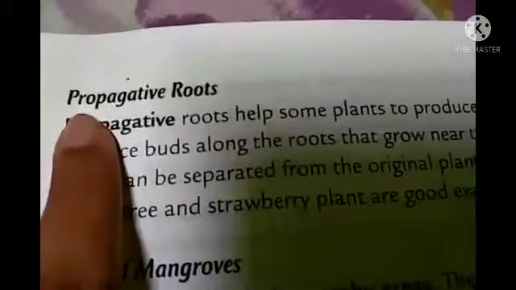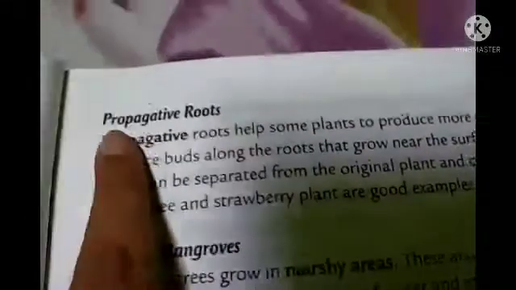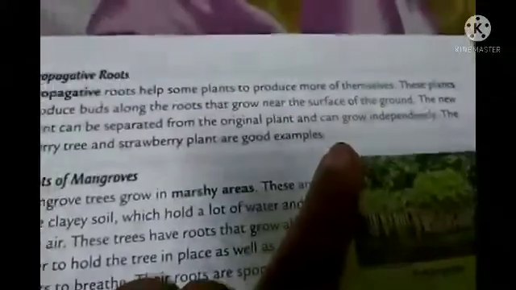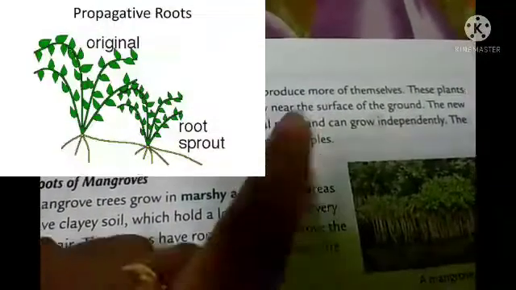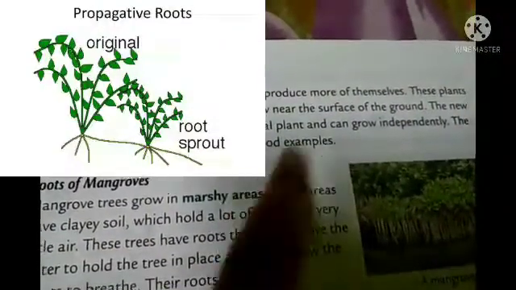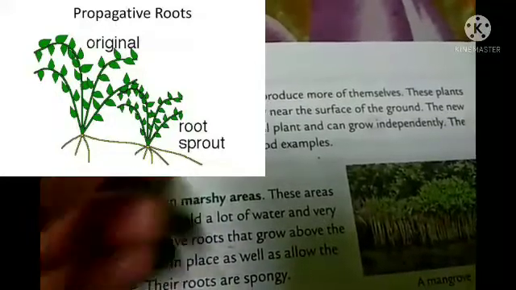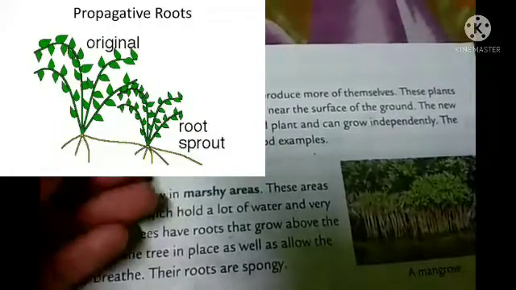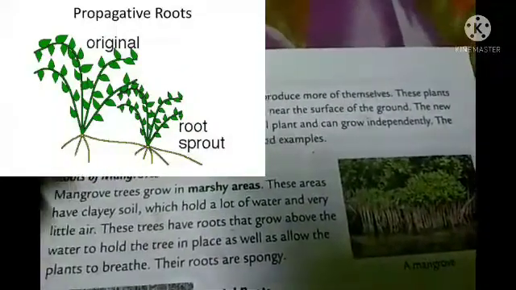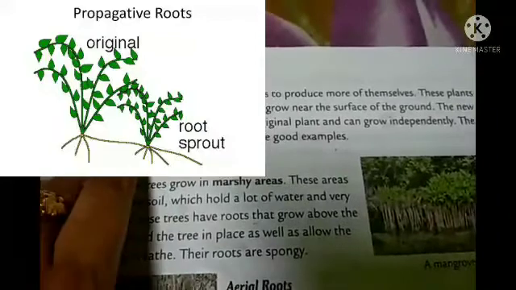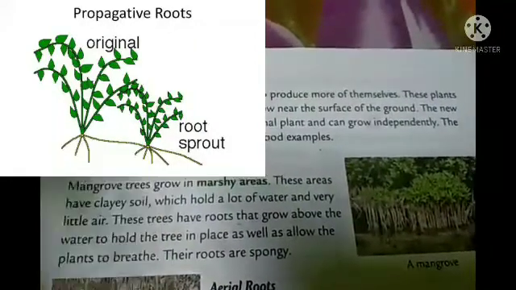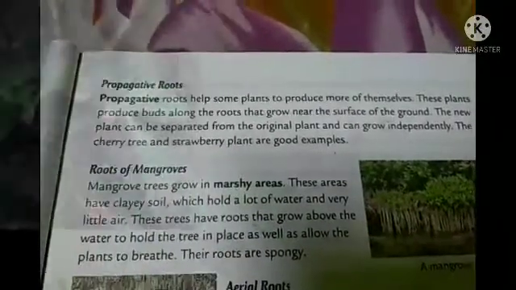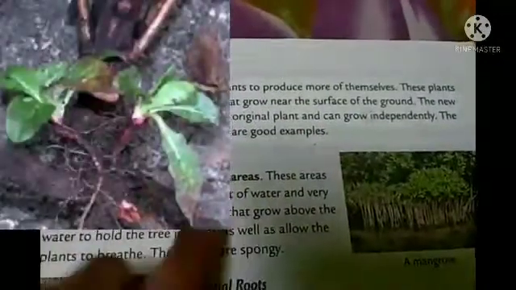Now, in your book, page number 53, propagative roots. You can see the picture here. Propagative roots help some plants to produce more of themselves. That means new plants grow from the root, and they can be separated from the original plant and grow independently. So they are called propagative roots. Examples given here are cherry tree and strawberry plants. These are good examples, and you can see the picture also.